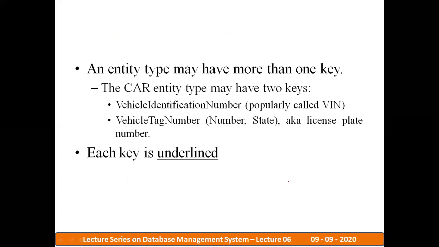An entity type may have more than one key. So here in this case, the vehicle identification number is popularly known as VIN. It takes two columns or two keys. The first one is number, the second one is state. Okay, it will take the license plate number, like KA28 or KA31 or KA65. So it is a combination of two. Every key attribute, you are going to underline it. We need to underline the key attribute.